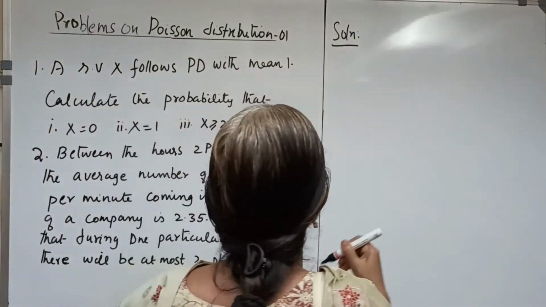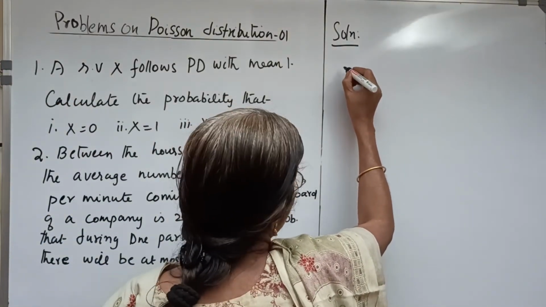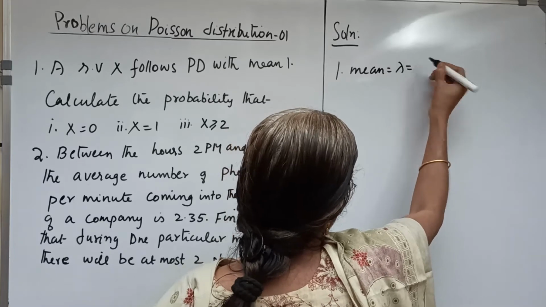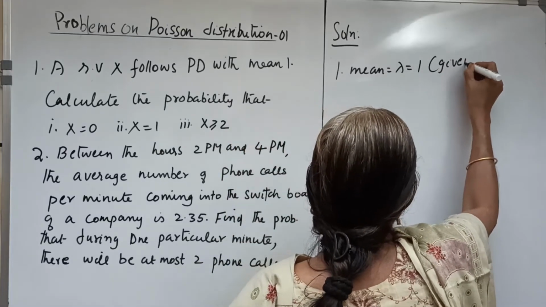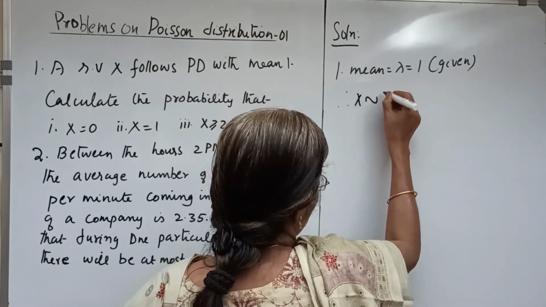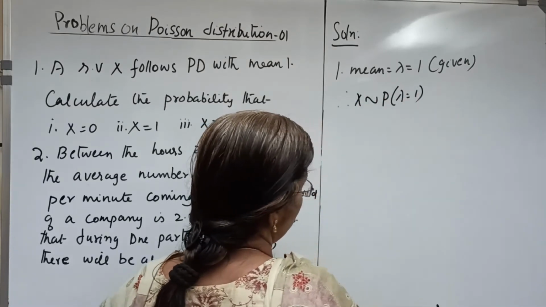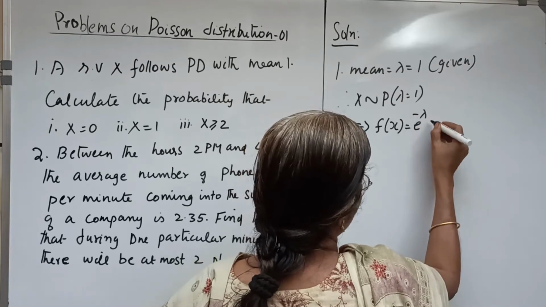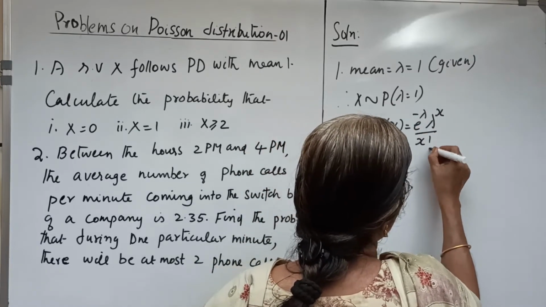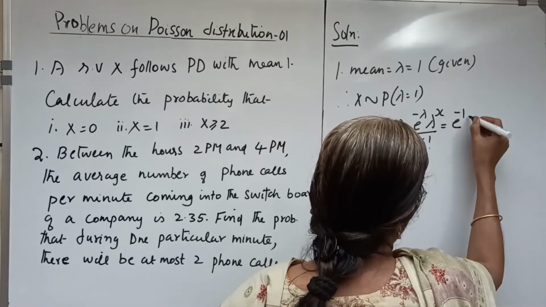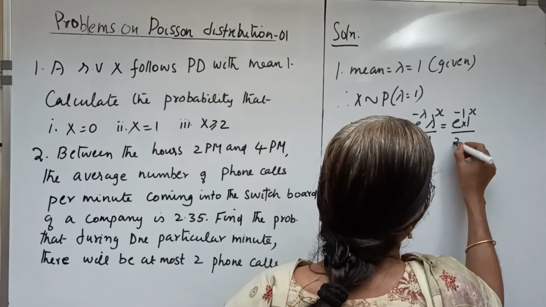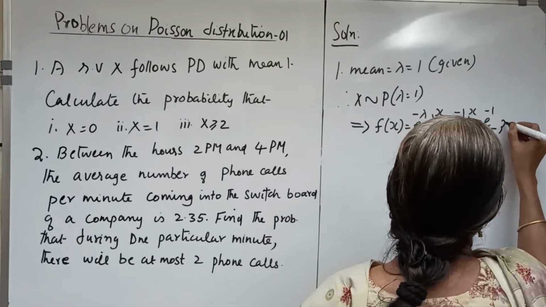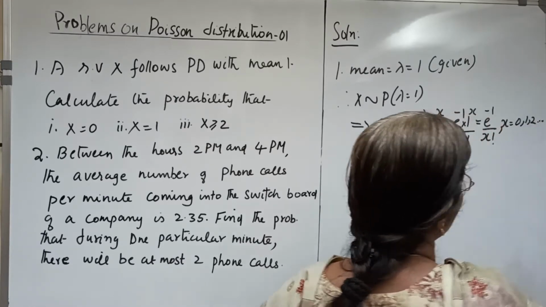So we are given for Poisson distribution mean equal to 1. That is, we have mean equal to lambda for Poisson distribution. It is given, so we may assume x follows Poisson with lambda equal to 1. That is, f of x equal to e raised to minus lambda, lambda raised to x by x factorial, which is e raised to minus 1 into 1 raised to x by x factorial, equal to e raised to minus 1 by x factorial, x equal to 0, 1, 2, etc.